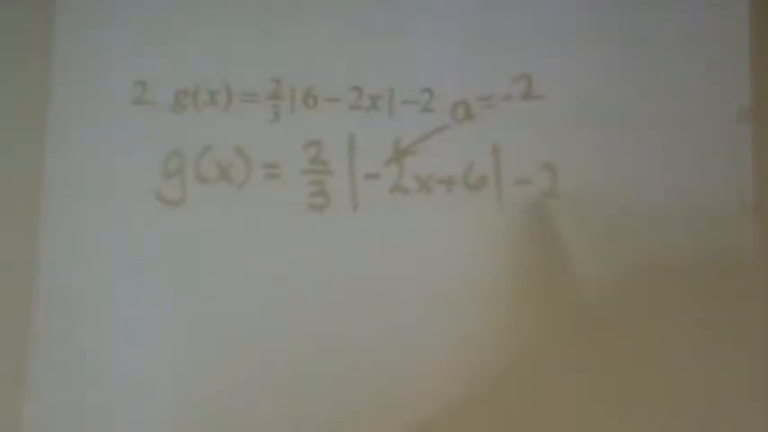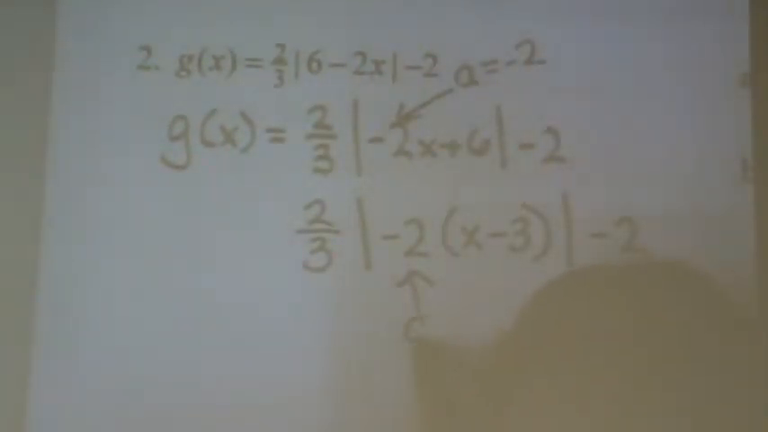I know what C is and I know what D is, but I'm not sure about B. How do you get the B value? You have to pull out a negative 2, and you get x minus 3. So, that's your A value. This is your B value. This is your C value, and this is your D value. A and B affect the x values of your T-chart. These two. C and D affect your y values.